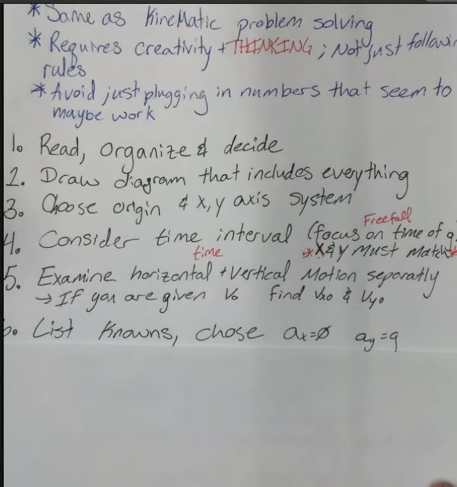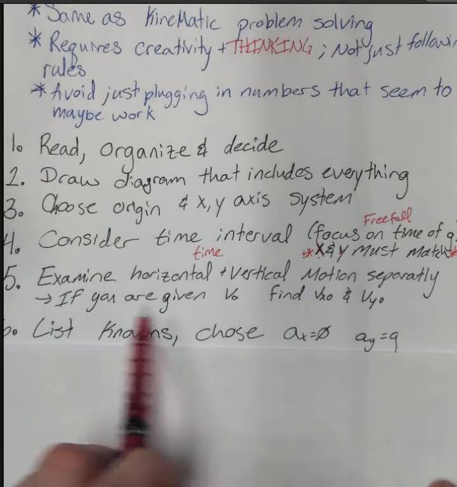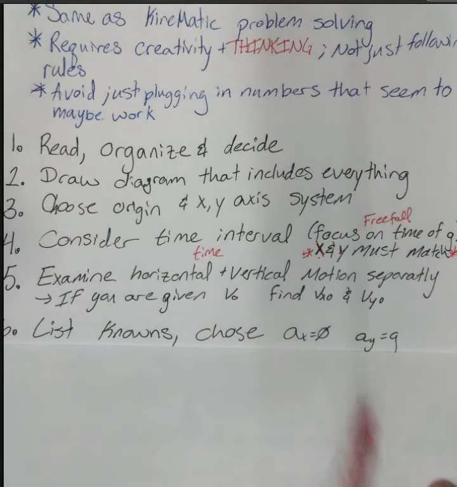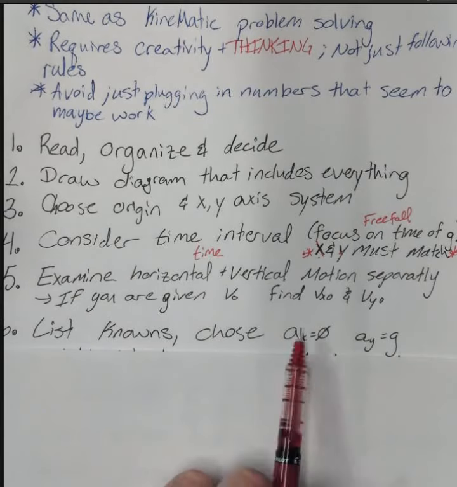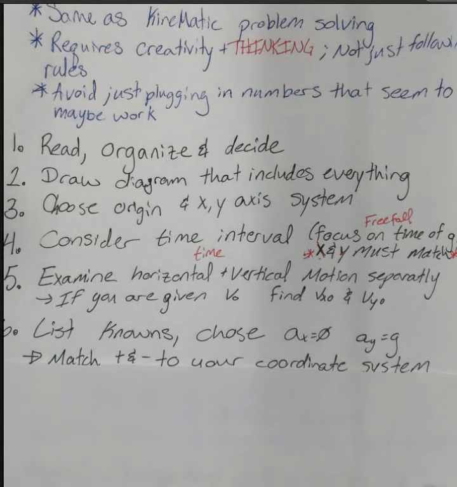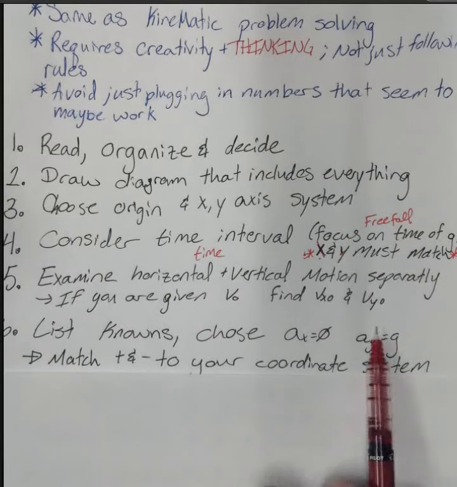Stay organized, right? You have a diagram, you've thought the situation through, you have a bunch of knowns. You want to list your knowns separately, knowns for the horizontal section, knowns for the vertical section. Make sure that when you're doing projectile motion problems that ax equals 0 and ay equals gravity, and that your coordinate system matches your signs. Right, you want to match your positives and negatives to your coordinate system. So if your gravity is in a downward direction, you're going to modify your equations to reflect that downward acceleration.